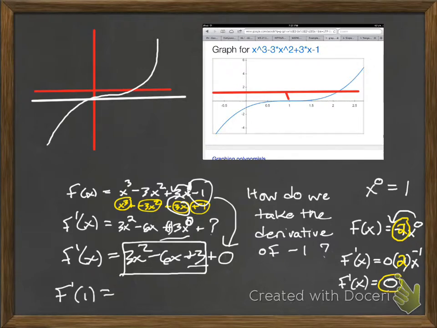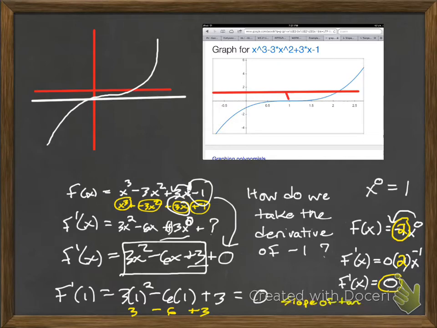Let's try it. Let's put 1 into the derivative and see what happens. 3 times 1 squared minus 6 times 1 plus 3. That's our nice derivative. Let's figure out: that's 3 minus 6 plus 3, which is 0. The slope of the tangent line to f of x at x equals 1 is 0.